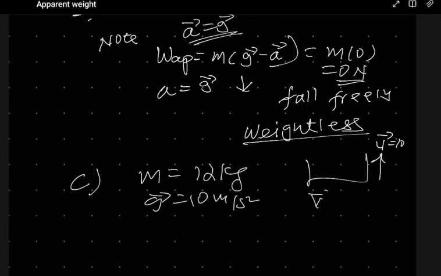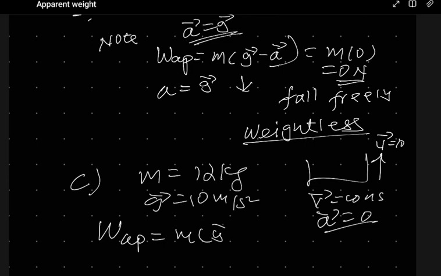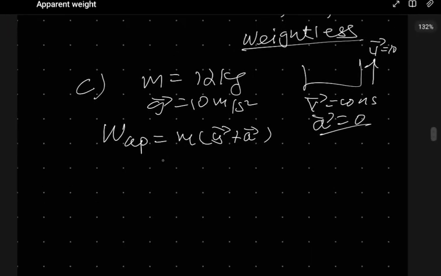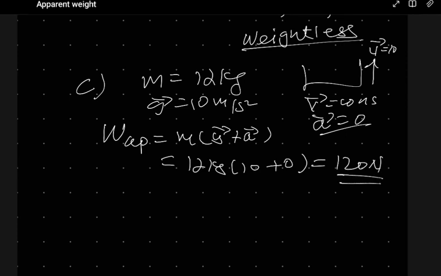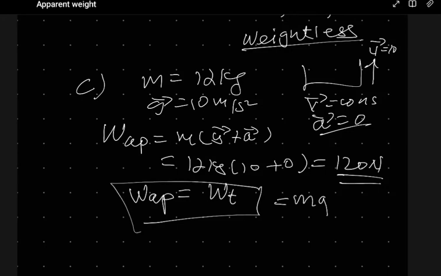If the velocity is constant and upward, your acceleration is going to be 0, so the definition gives the apparent weight equal to the mass times g plus a, since it is upward. So this gives the mass, 12 kg, times 10 plus the acceleration, 0, which gives 120 Newtons. So when the acceleration is 0, your true weight and your apparent weight are the same, and this is mass times gravity.